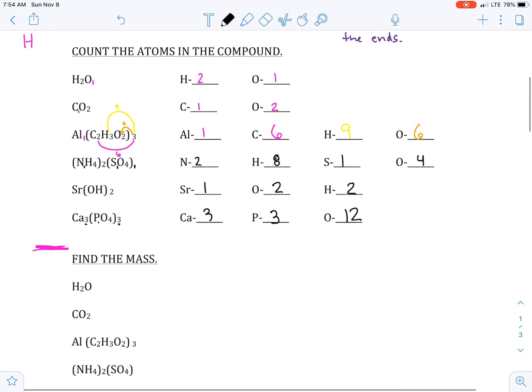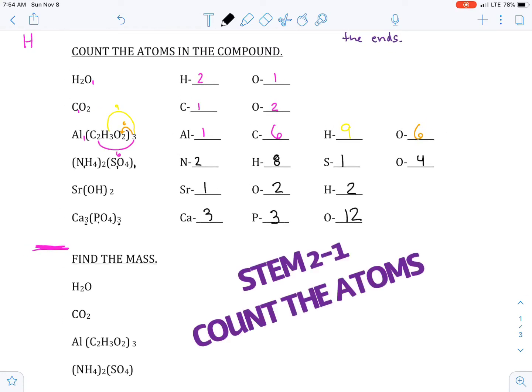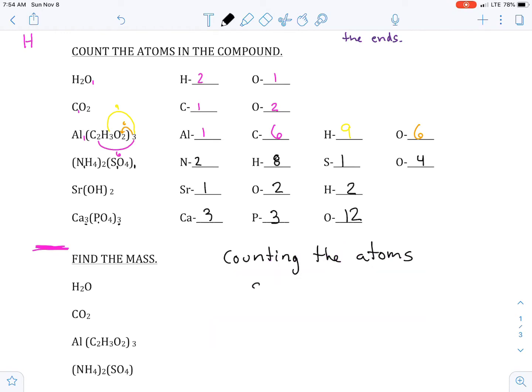Okay, now there's a worksheet on Schoology, and some of you have already done it. It's going to be counting the atoms. And we're going to call it STEM, for STEM class, 2 for the second 9 weeks, .1, first assignment.